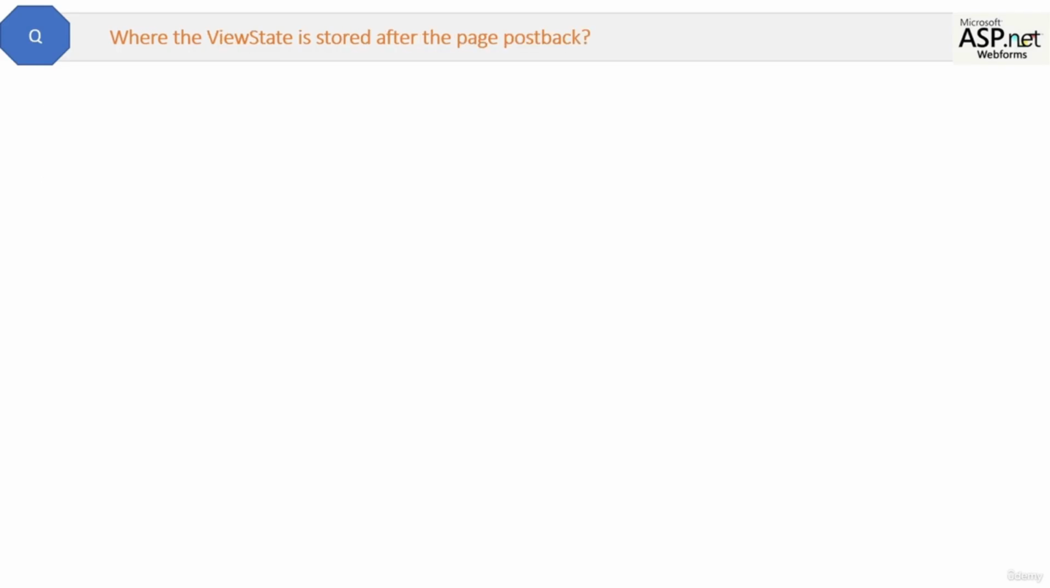Where is the view state stored after the page postback? Very short question. The simple answer is that view state is stored in a hidden field on a page at the client side.